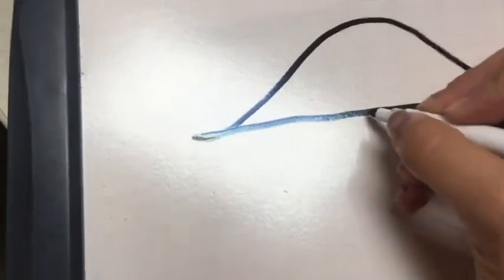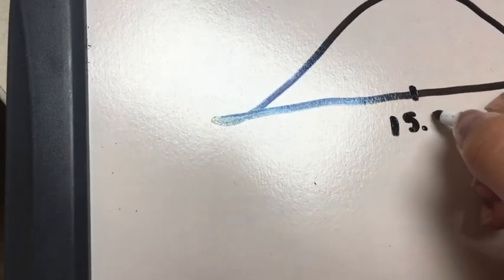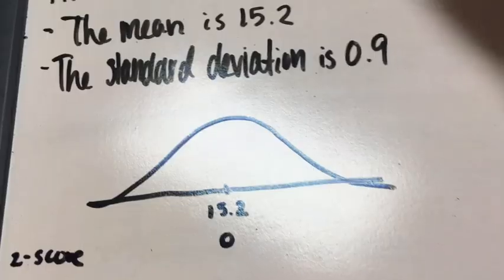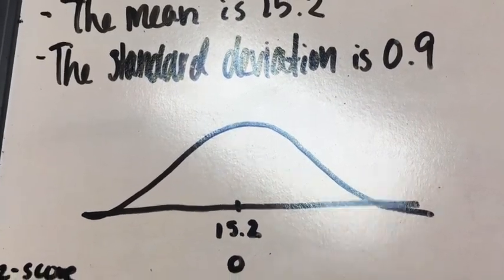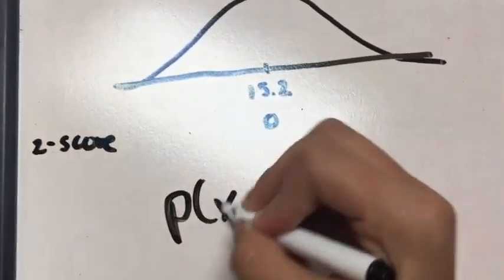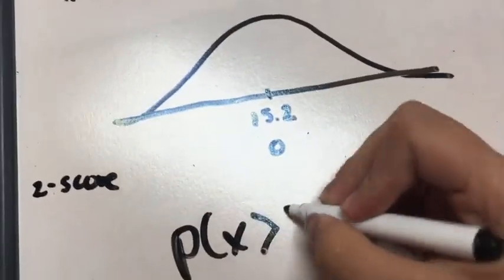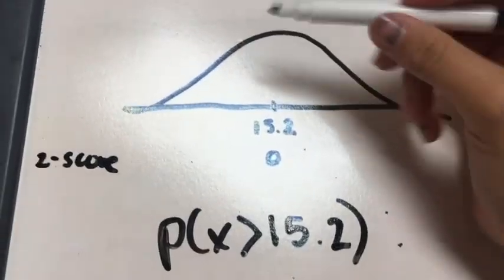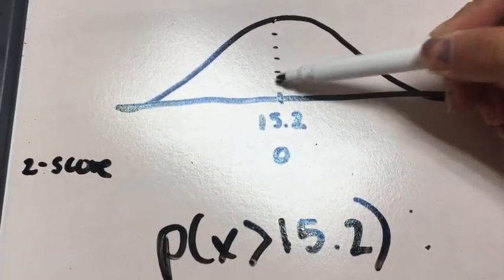And for a standard normal distribution, your mean always goes in the middle, and it has a z-score of 0. And so it wants you to find the probability that x is greater than 15.2. So the way that the standard normal distribution works is that it's completely symmetrical.